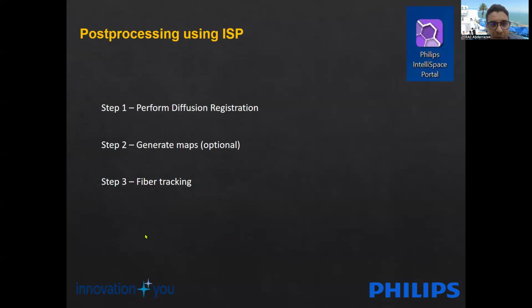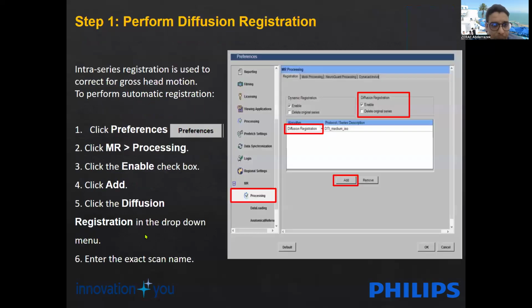So the second way is to do this post-processing inside the IntelliSpace portal, which is the application dedicated for Philips, which is a console separate from the MR system. And maybe we can do the same thing, performing the diffusion registration, also generating maps, and also doing the fiber tracking.